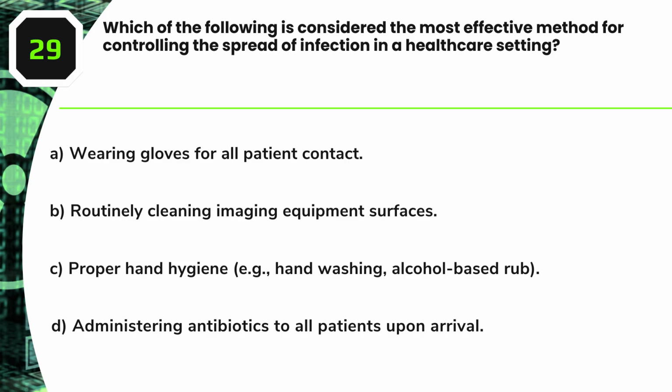Question 29. Which of the following is considered the most effective method for controlling the spread of infection in a healthcare setting? A. Wearing gloves for all patient contact. B. Routinely cleaning imaging equipment surfaces. C. Proper hand hygiene, e.g., hand washing, alcohol-based rub. D. Administering antibiotics to all patients upon arrival.